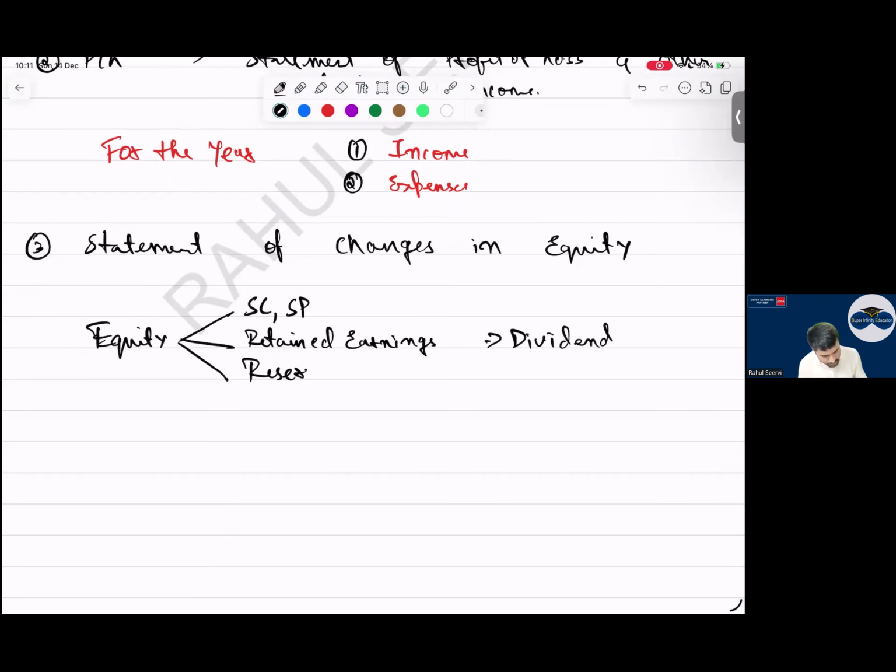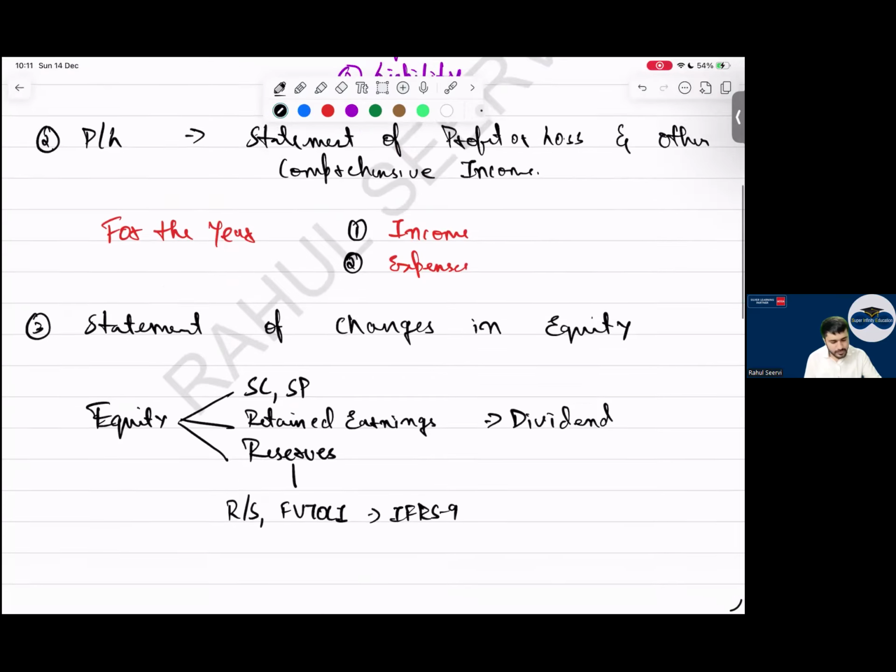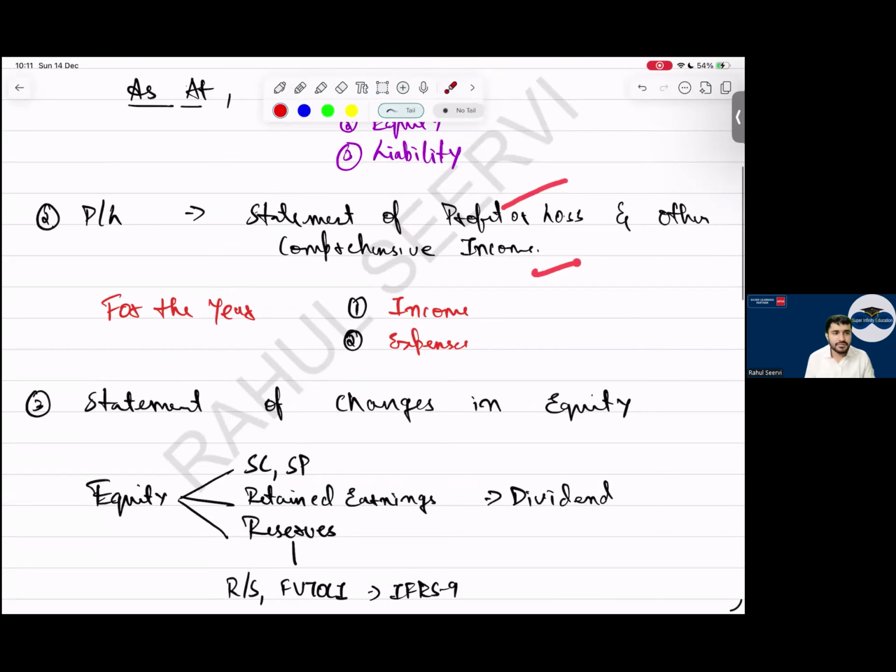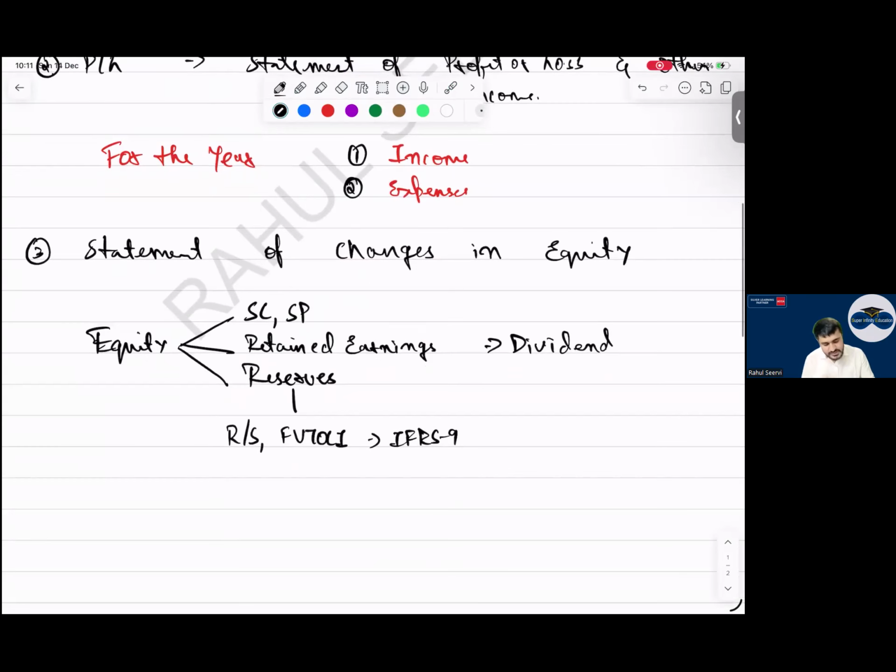In reserves, a lot of items we have. We have revaluation surplus. We have, when coming to fair value through OCI or IFRS 9, etc. As I do the standards, it will be clear. Sir, what is the difference from P&L? It will be clear. Any doubts? Now, same with this changes in equity, it is prepared for the year or as at?